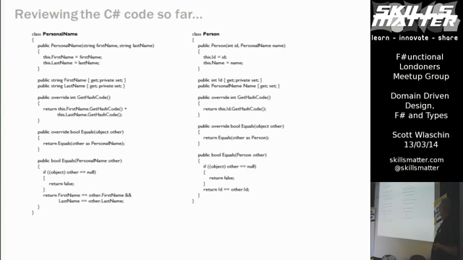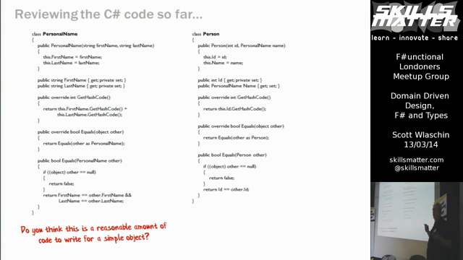So let's look at the C# code that we have so far. Here's our personal name and our person, and the person uses a personal name. So, a couple of questions. Do you think this is a reasonable amount of code to write for these simple objects? How many lines of code is that? 20, 30 lines, maybe 60 lines altogether, I don't know. I think that's too much code, personally.